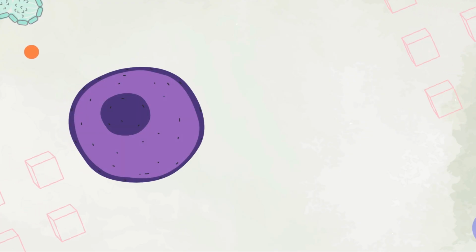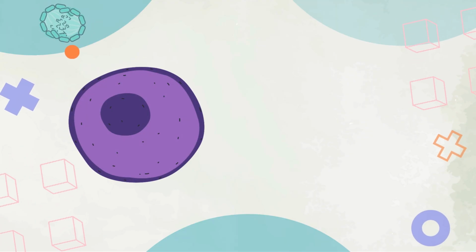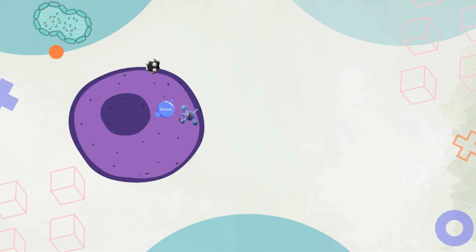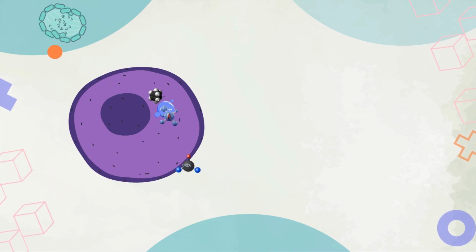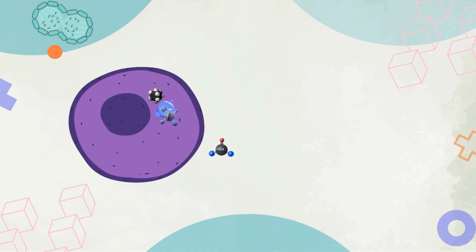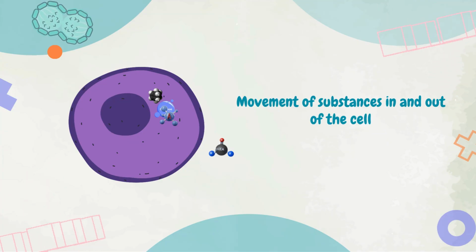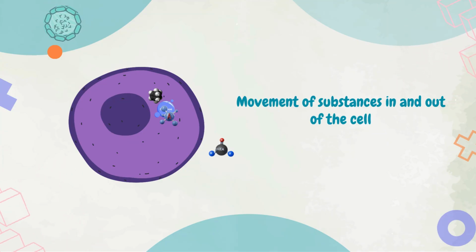Cells require a constant supply of vital substances from the outside, such as glucose, fatty acids, and amino acids. Cells also need to get rid of toxic, non-usable, and excess materials from the cell. Therefore, there is a constant movement of substances in and out of the cell across the cell membrane.